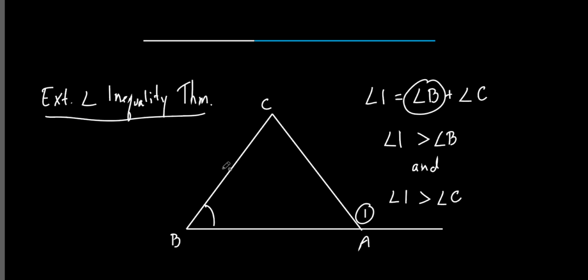But that's the theorem that says the measure of an exterior angle of a triangle, that's angle 1, is greater than the measure of either remote interior angle. So if you have an exterior angle, that exterior angle has to be bigger than that remote interior angle, and bigger than that other remote interior angle. So angle 1 is bigger than B, angle 1 is bigger than C, because B and C add up to be angle 1. Does that make sense? All right, so that's kind of important.